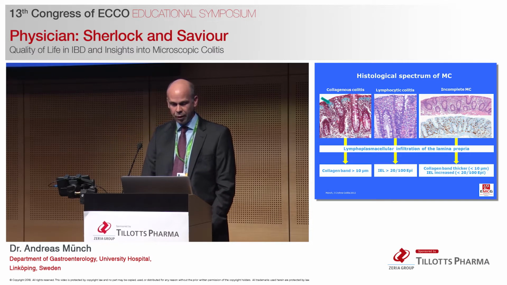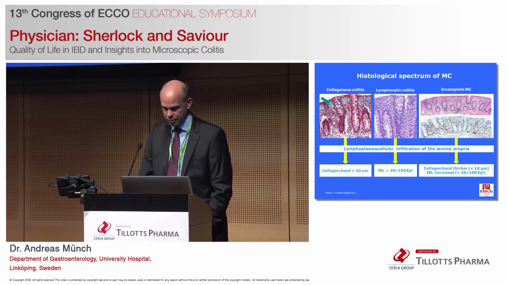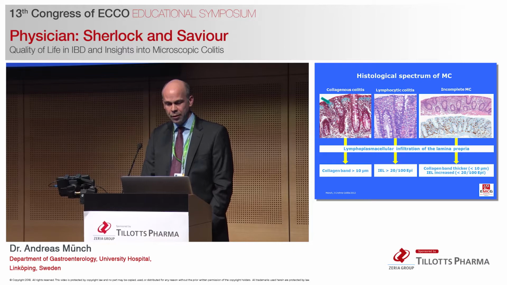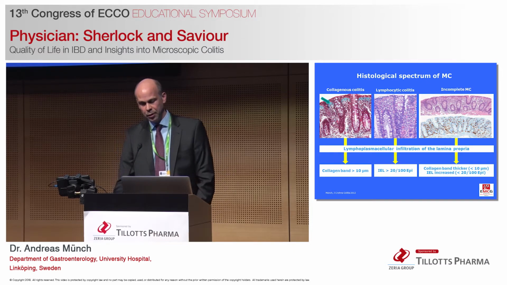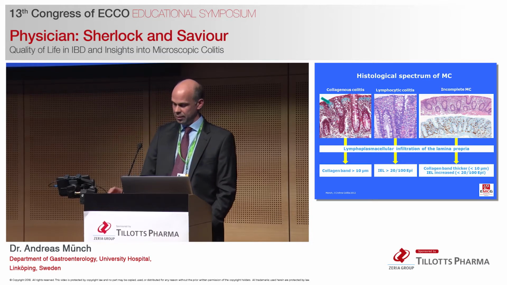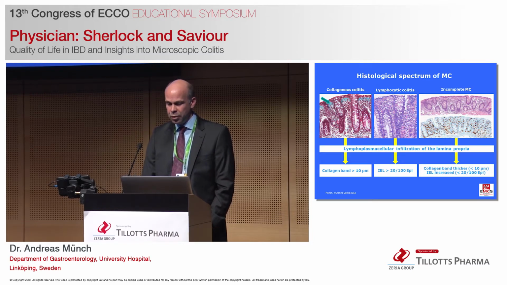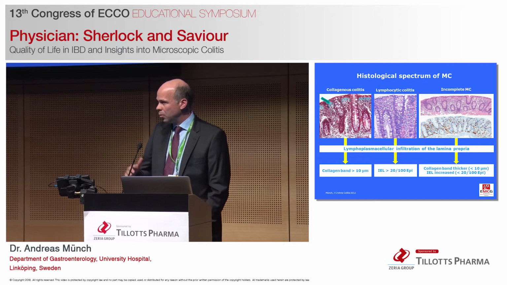And if it's thicker than 10 micrometers, then it's a collagenous colitis. You have to count the intraepithelial lymphocytes. If it's more than 20 per 100 intraepithelial lymphocytes, then it's a lymphocytic colitis. And the incomplete would be not normal and not up to these criteria, somewhere in between.